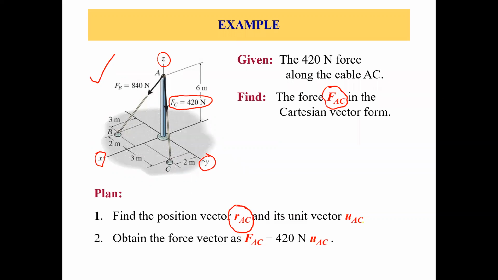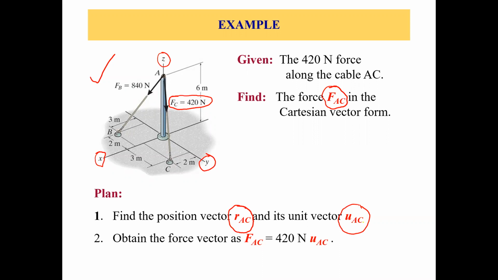Again, how do we find the position vector? Tip minus tail rule, right? So coordinates of point C minus coordinates of point A, along with I, J, and K. So we'll get the position vector in Cartesian form, or this R sub AC, in vector form. Then we'll find the unit vector U sub AC. So U sub AC is the R sub AC vector divided by the magnitude of R sub AC. So we'll get this unit vector, U sub AC.